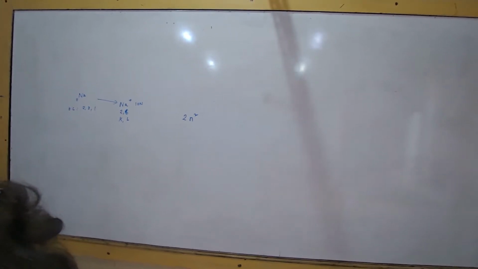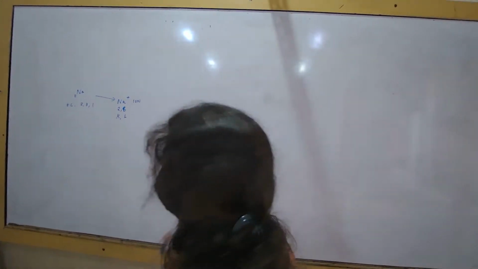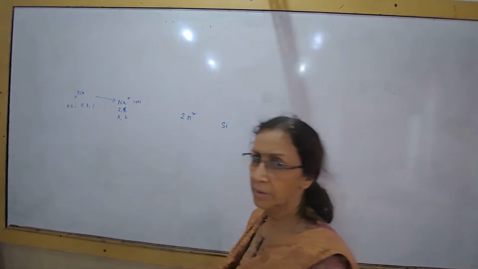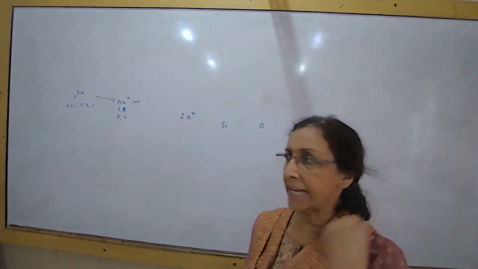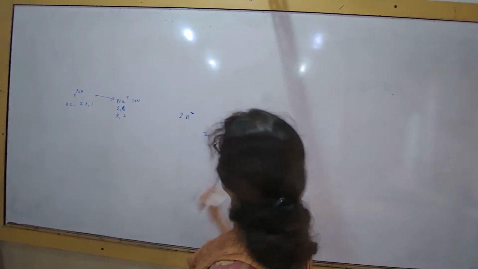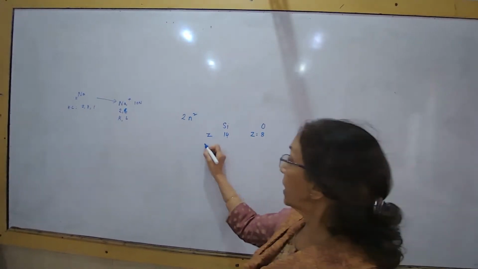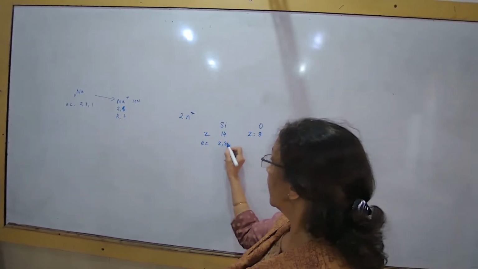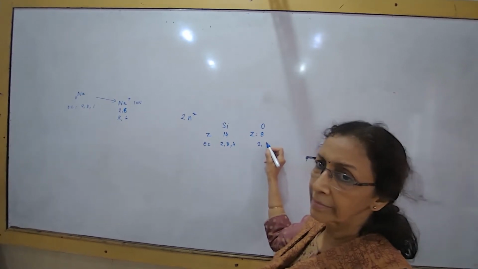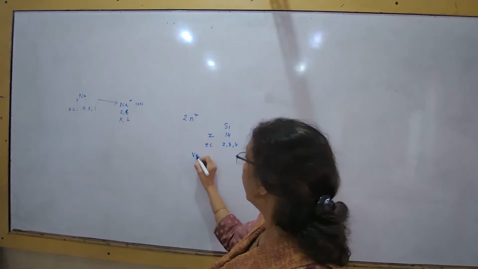And the 7th one. Define valency by taking the examples of silicon and oxygen. Come on, what is silicon? Oxygen, they're asking. Oxygen is -2. Silicon, let me give you Z. Z is 14. Tell me the electronic configuration. 2, 8, 4. Correct. Now what should we find out? We should find out the valency.